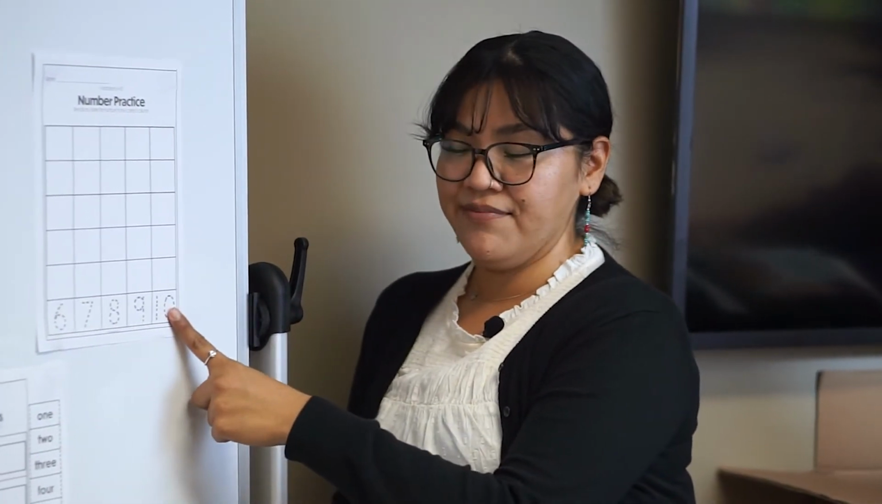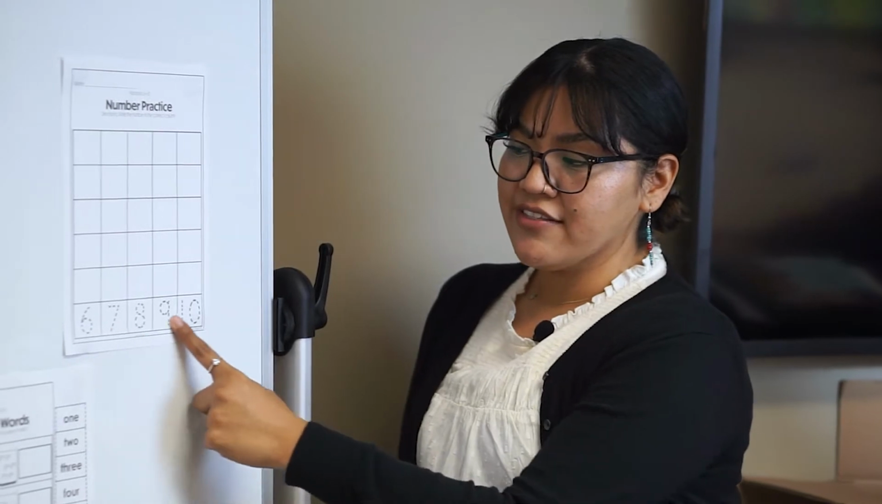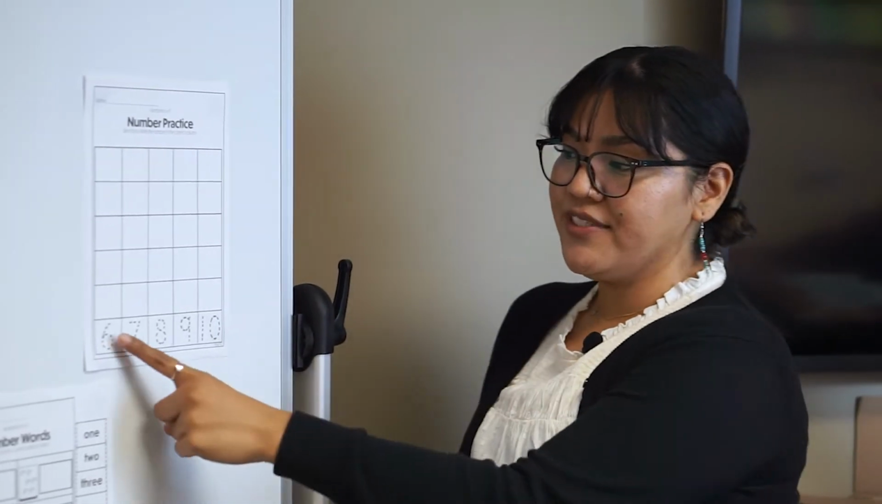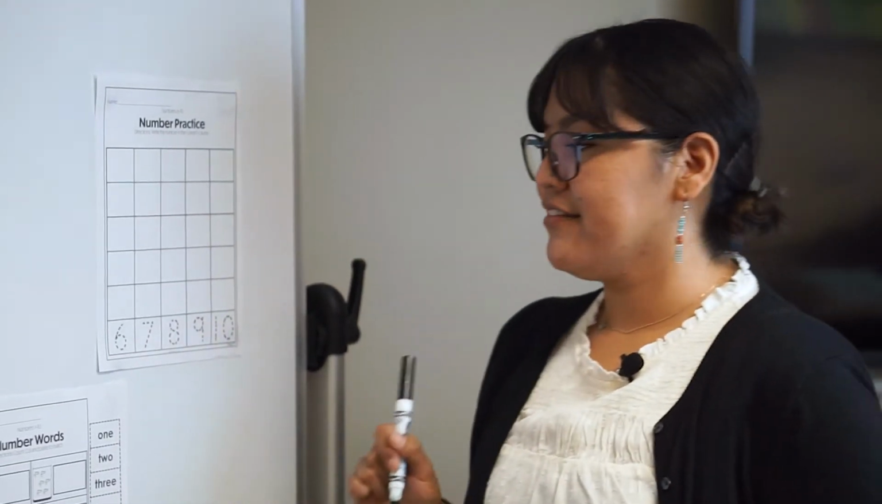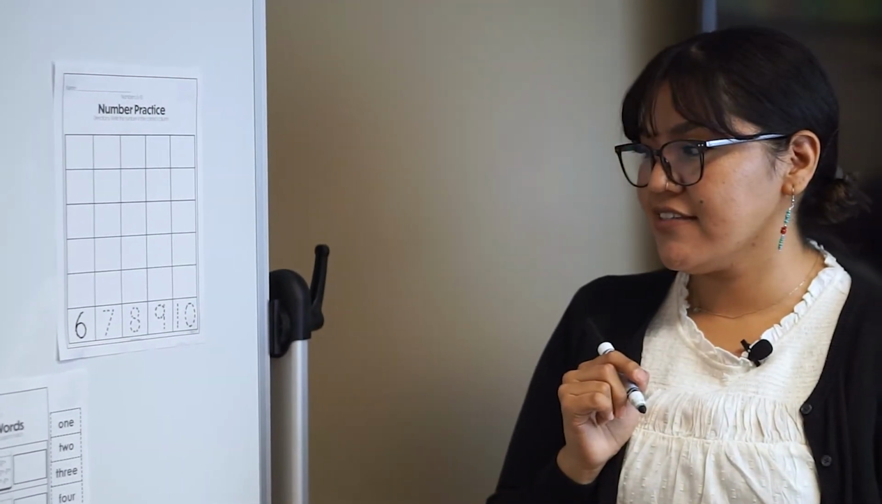So let's look down here. The numbers 6 through 10. So let's trace these numbers, starting with 6. All right, everyone have their pencil in their hand? Everyone ready to go? Okay, let's begin. Let's trace the number 6. So we're gonna start at the top and then come together. Number 6.